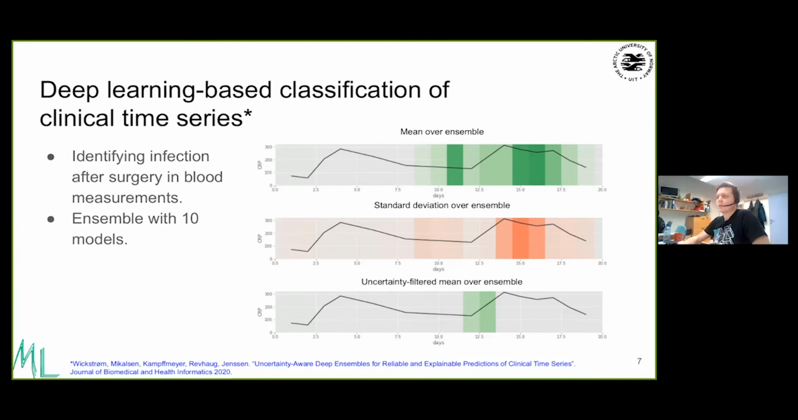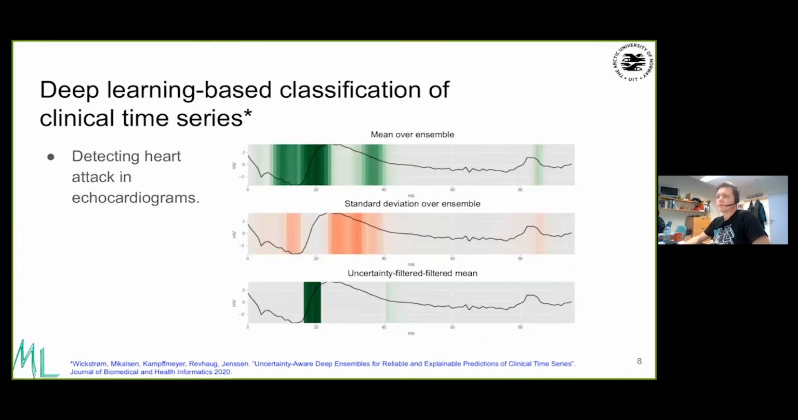Then we have another example on a different data set. So these are time series of the heart. These are echocardiograms. Similarly, we trained an ensemble of 10 models. And the task here is to try to detect heart attacks in echocardiograms. So again, the top row is the mean of the ensemble, and then we have the uncertainty, and then the uncertainty filtered explanations.